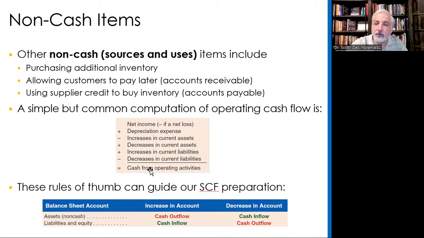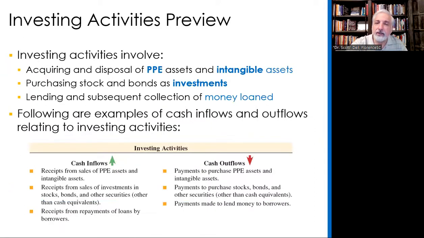So there's our cash from operating activities. The increase of assets is an outflow. The decrease in assets is an inflow. Increase of a liability is an inflow. Decrease of a liability is an outflow. And you're going to want to know that. We've got 2 more slides in this segment, and we'll take a look at a preview for investing.